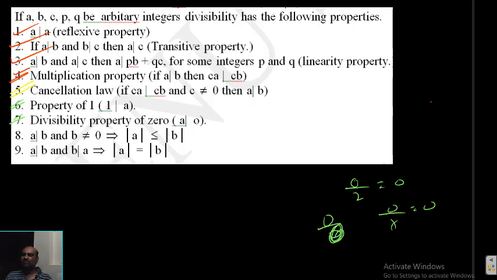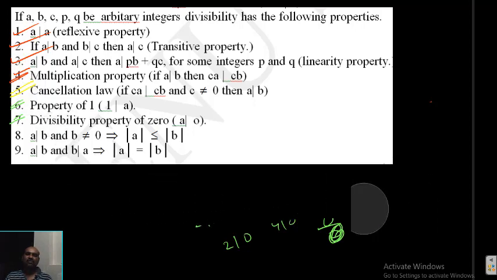0 by 2 is 0 only, 0 by 7 is 0 only. What is the meaning of that? A divides 0, 2 divides 0. 2 divides 0 means 0 by 2 equals 0. So 0 is a multiple of 2, and 2 is a factor of 0. 2 divides 0, 3 divides 0, 4 divides 0, and so on. This is called the property of 0.